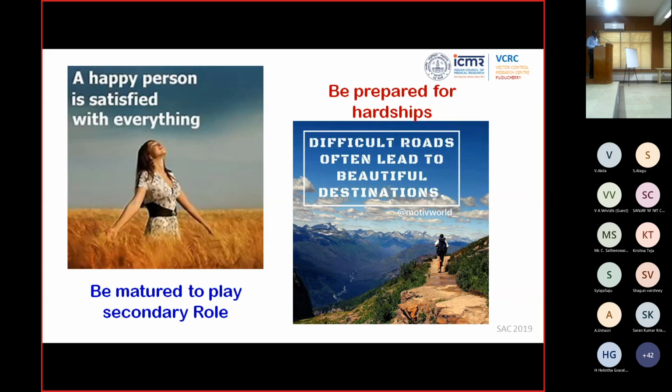Two important things if we want to be an innovator. Be mature enough to play the secondary role in your team. Don't think that I am the person who has to be the leader. Be mature enough to play even the secondary role in your team. Next, more important is be prepared for the hardship. Without hardship, you cannot have any innovation.